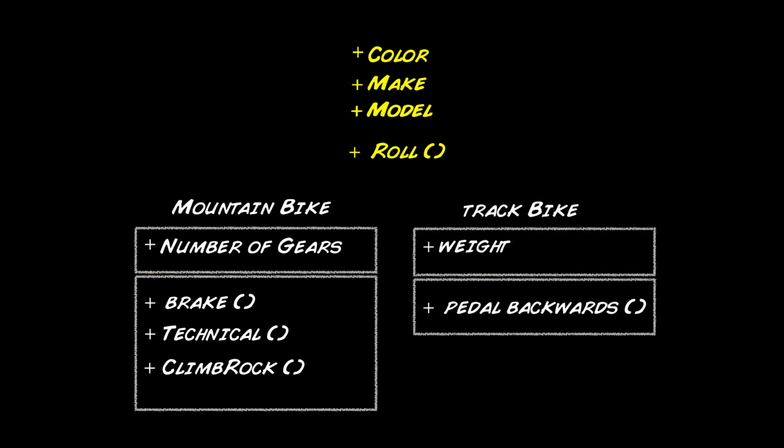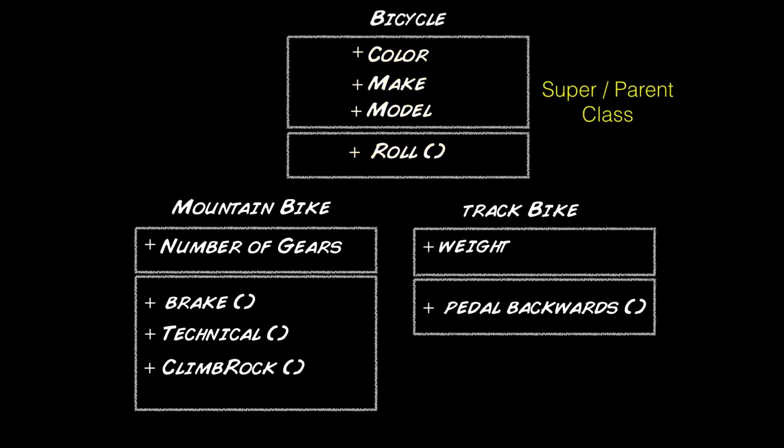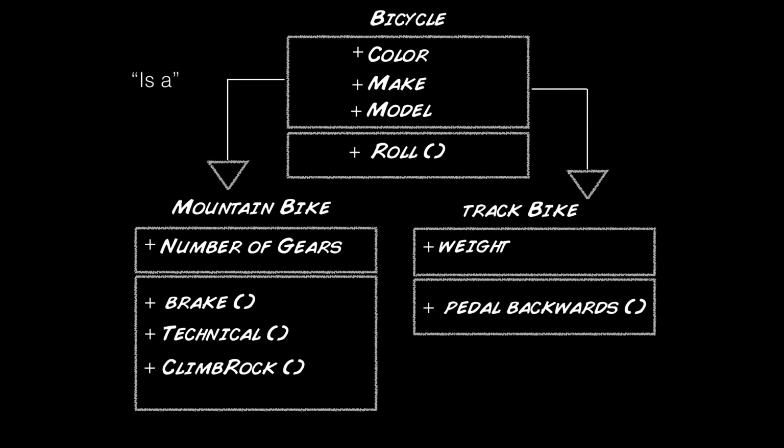So what we can do is make something called a superclass, or a parent class if you prefer that term. At this stage, we have this bicycle class, and we will say that the mountain bike and the track bike both inherit from the bicycle class. What this means is when you use track bike, you'll still have color, make, model, and access to the roll method. Likewise, when you use the mountain bike class, you'll have access to color, make, model, and the roll method. But then you'll have all these magical superpowers that are unique to that particular object.